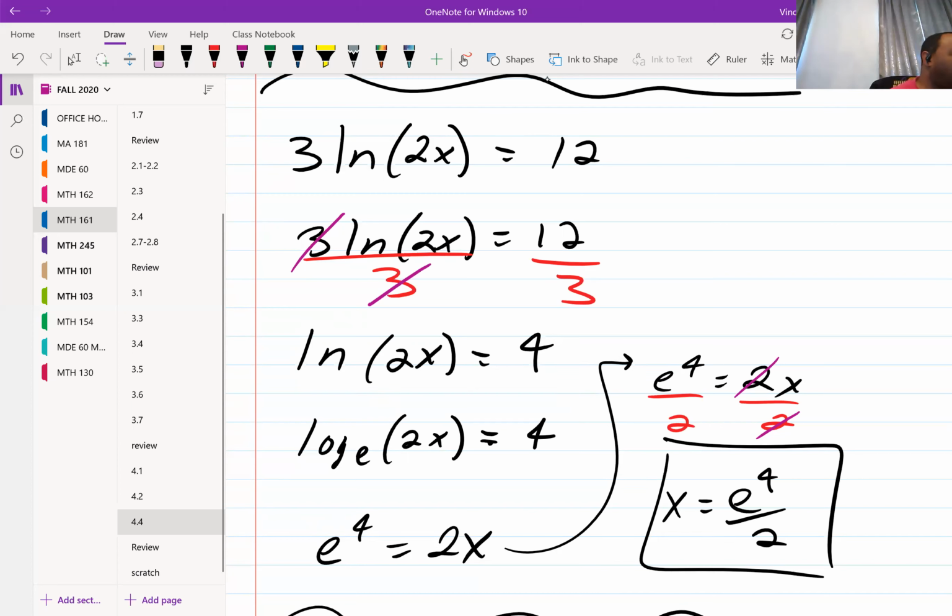All right. Any questions? Any problems? And then once again, if MyMathLab wanted an exact answer or if they want the decimal values, throw it in the calculator. This is your exact answer. But you put it in the calculator to find a decimal approximation.